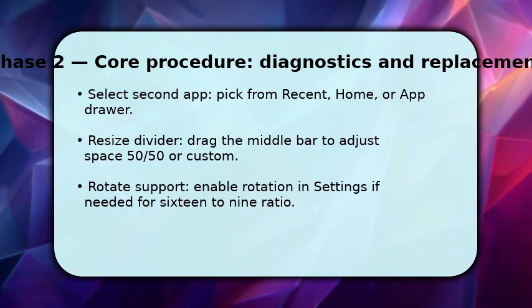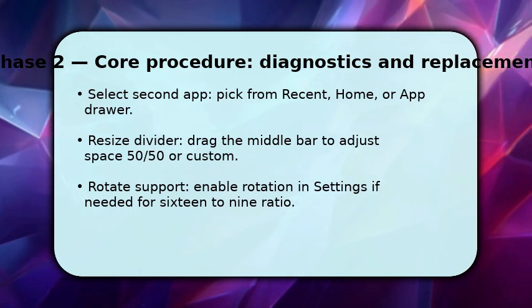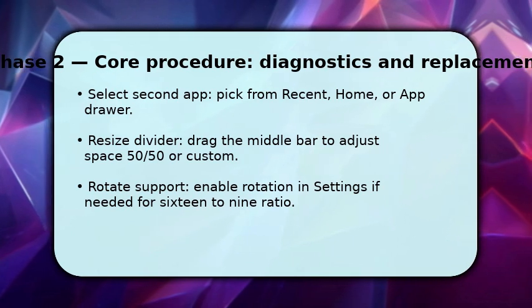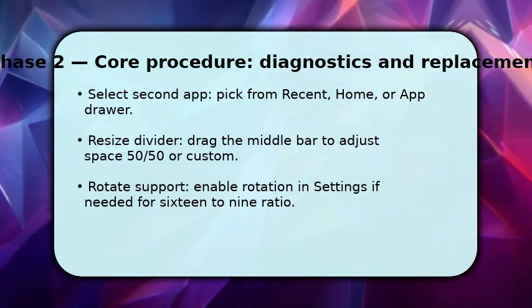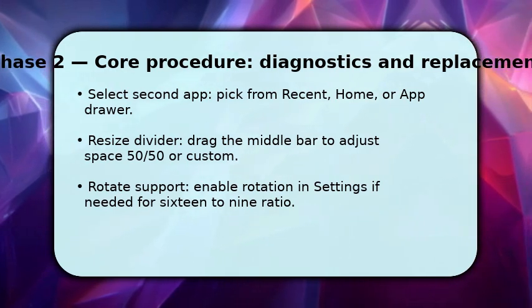Next, choose the second app to fill the remaining space. You can select it from Recent Apps, Home, or the App Drawer. Once selected, Android places apps in a two-pane layout. Drag the divider to resize, move it until you have the desired 50/50 split or a custom ratio.